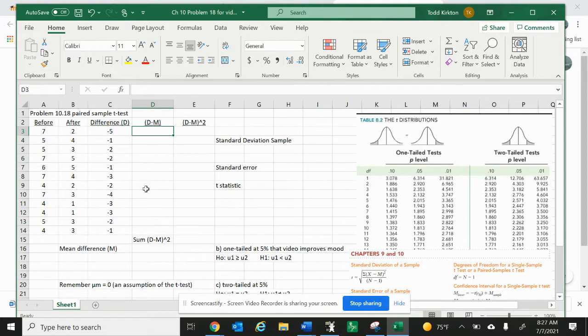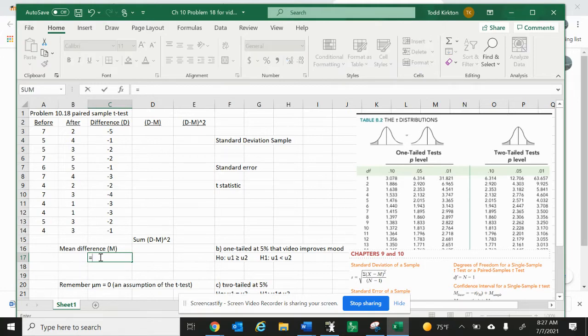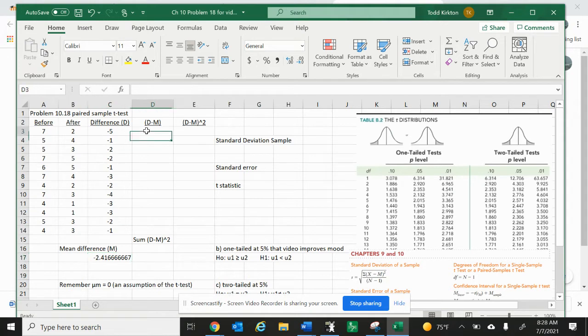Okay, and then this says D minus M. Well, D is what we just found, the difference. M is the mean difference. So we are finding the mean difference between those two. That mean means average, so we're finding the average. I typed in equals average of these values, and that tells you how much they differ on average.